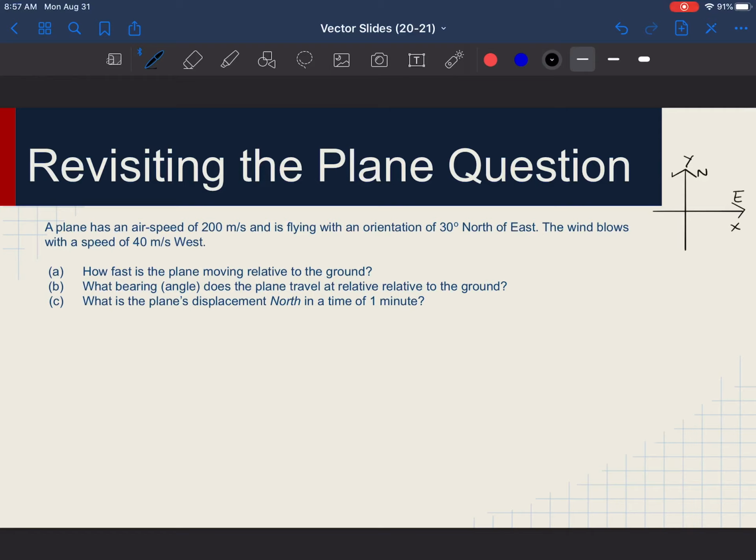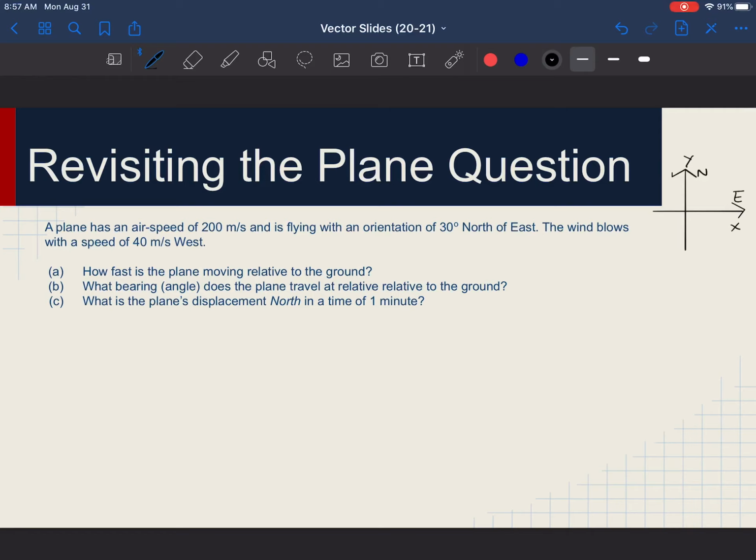So I know that the plane has an airspeed that is that way. Actually, maybe more like that way. And that is 200 meters per second, at 30 degrees north of east. That tells me that relative to this, that angle there is 30 degrees, because north of east means if this is the east direction, it's 30 degrees towards the north from there. So this angle here would be 30 degrees. And there's also wind blowing, and the wind is blowing to the west.